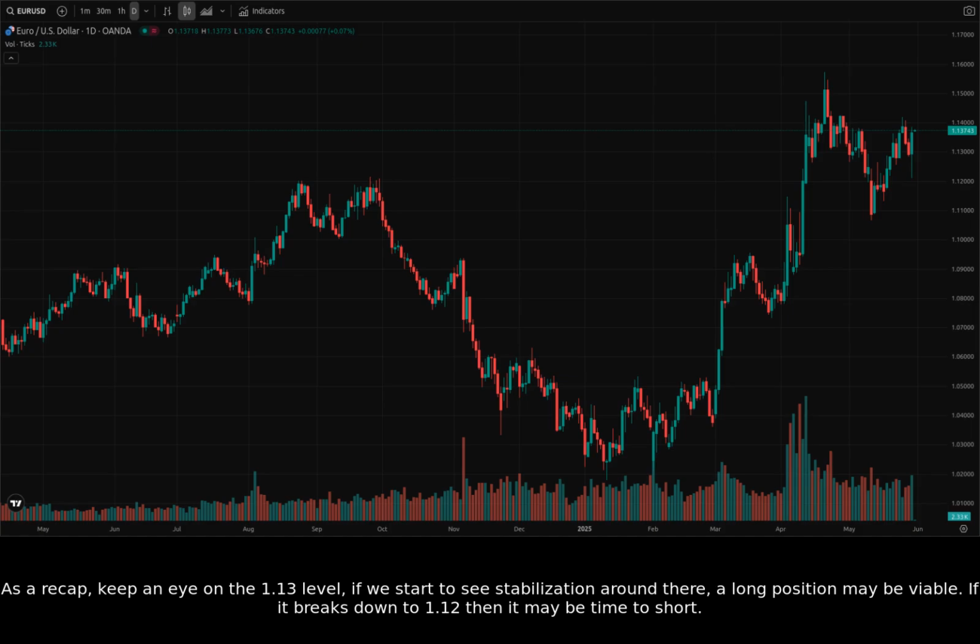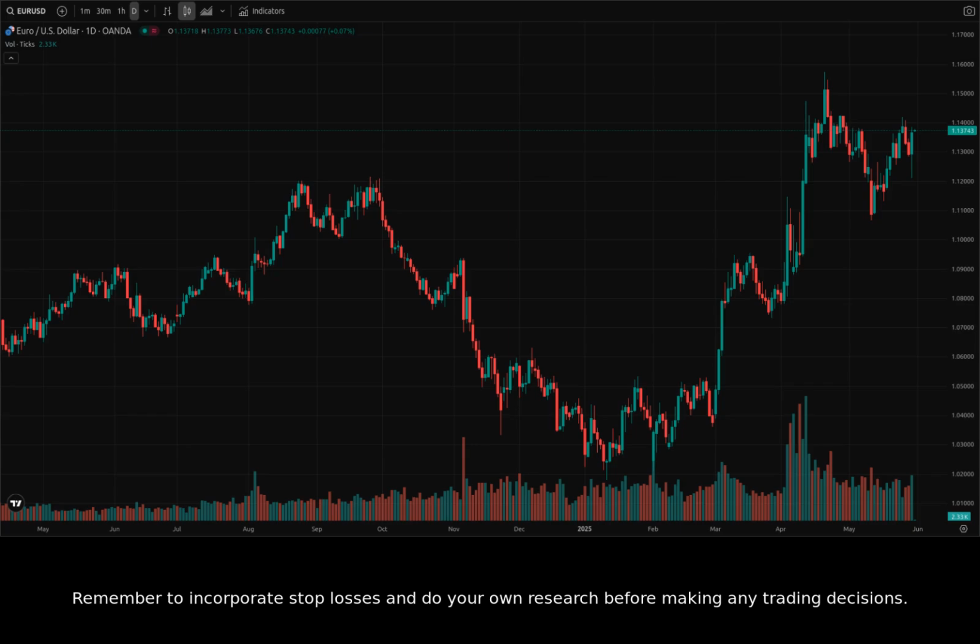As a recap, keep an eye on the 1.13 level. If we start to see stabilization around there, a long position may be viable. If it breaks down to 1.12, then it may be time to short. Remember to incorporate stop losses and do your own research before making any trading decisions.